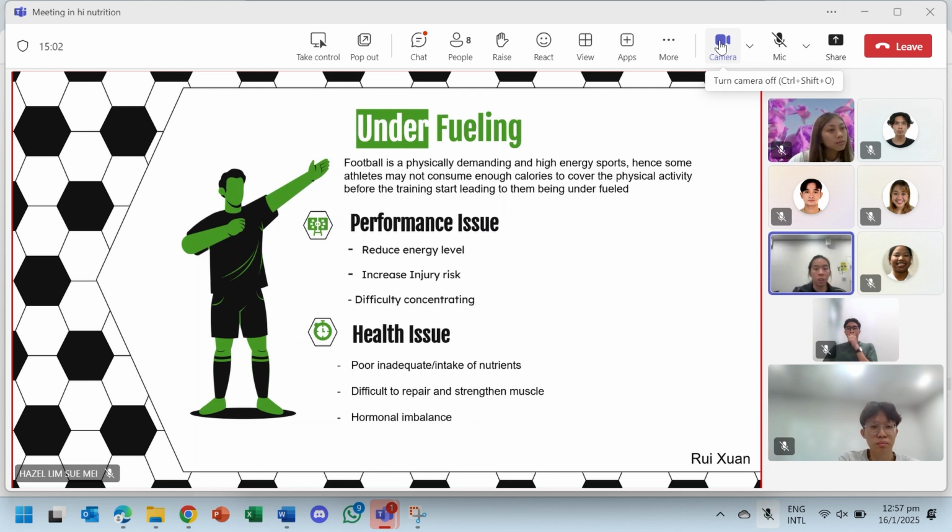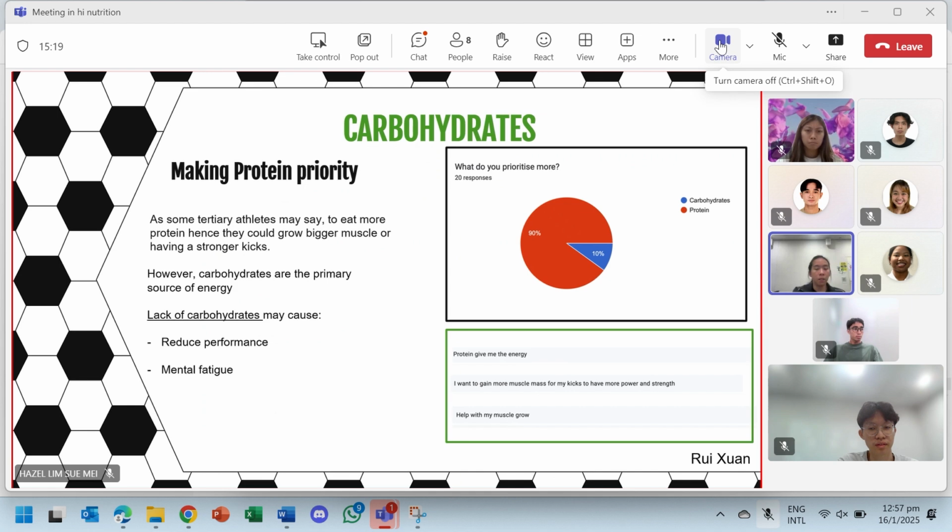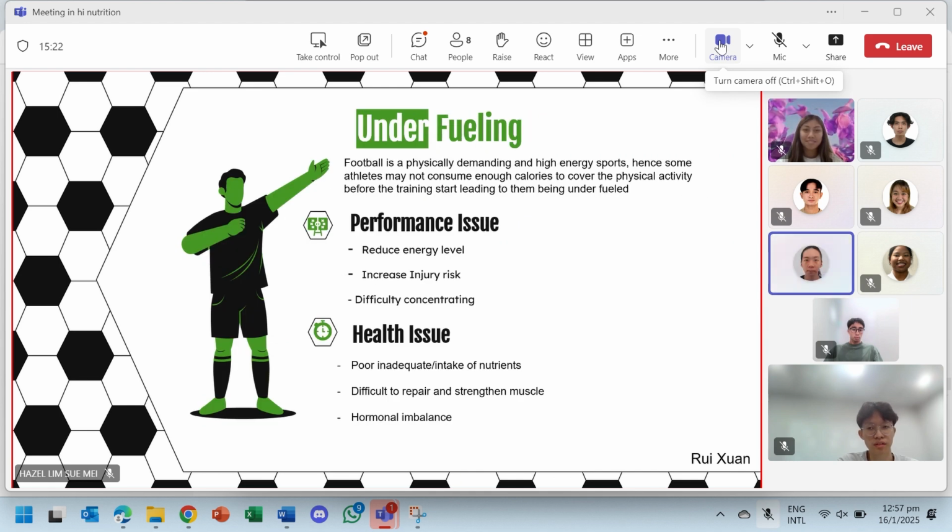As for the health issues, there will be poor, inadequate nutrients, which can lead to a weakened immune system as well as chronic diseases. At the same time, they may lack protein, hence it may be difficult to repair and strengthen muscle after they are injured. And lastly, we have hormone imbalance, as they may be slow in metabolism. Your body perceives it as a test for survival, so they will go into what's called survival mode. When they go into this survival mode, it will break down muscle tissues for energy, which results in muscle loss, and hormones can also cause insulin imbalance.